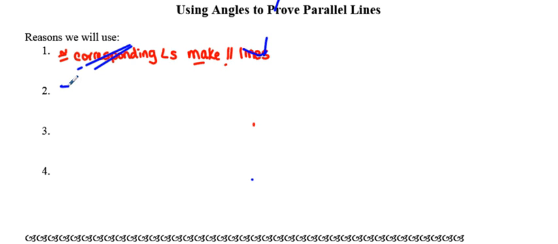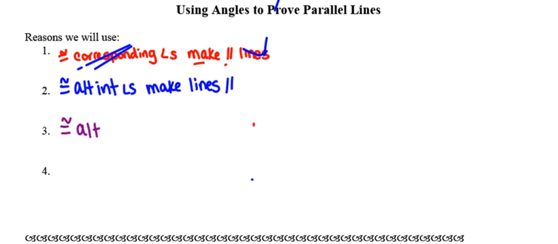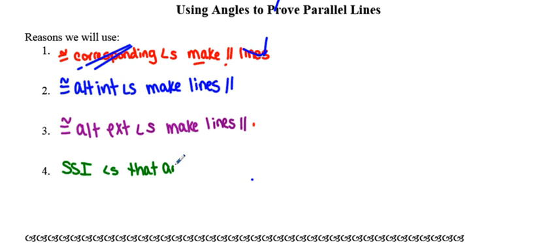Let's try that again. Congruent alternate interior angles make the lines parallel. Anytime I have congruent alternate exterior angles, that'll make my lines parallel. And lastly, anytime I have same side interior angles that are supplementary, that will also force the lines to be parallel.